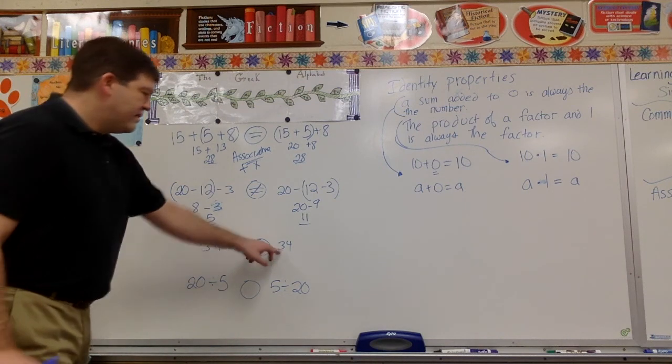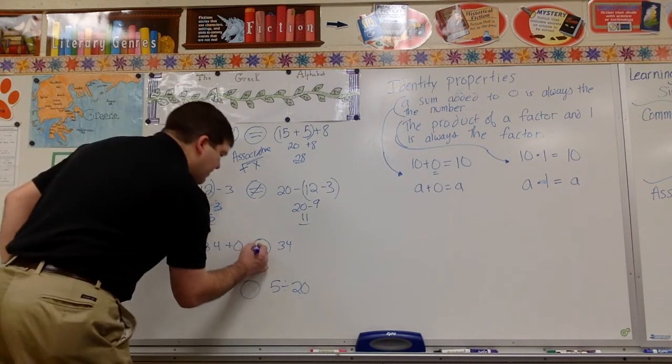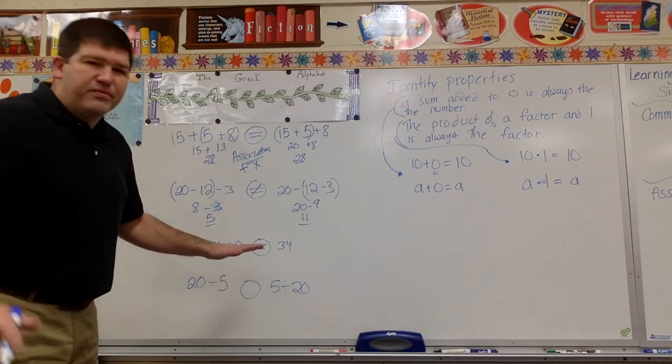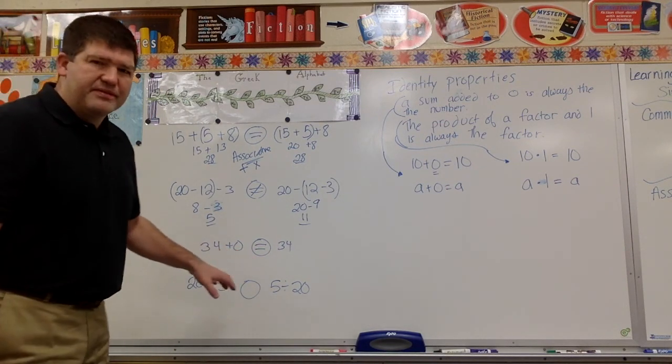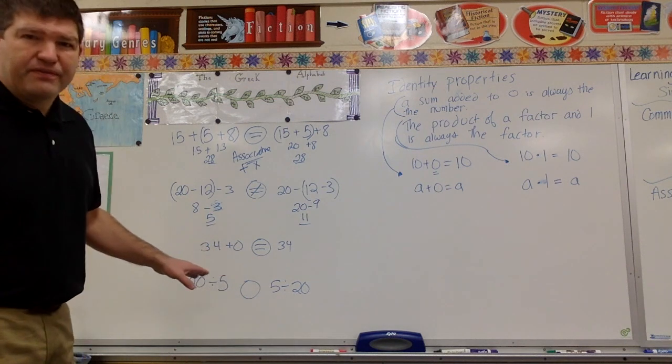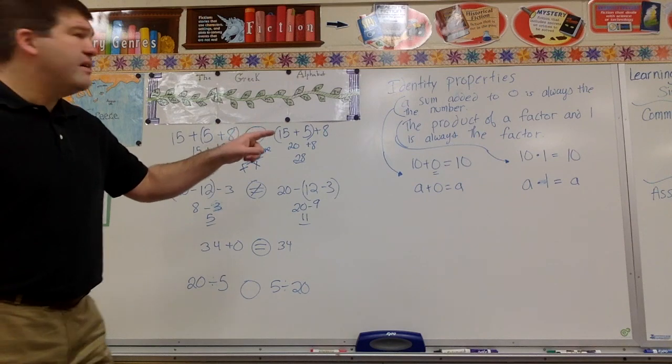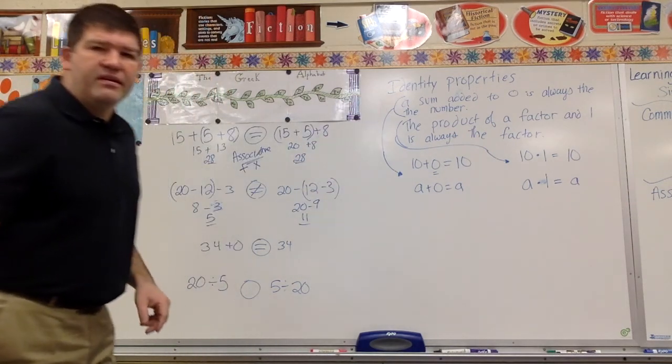34 plus 0, 34. Now we know before that was good, that equals. We know 34 plus 0 is 34. But now we can say, oh, this is true because of the identity property.